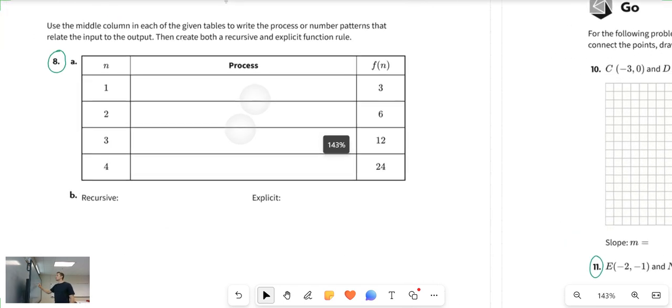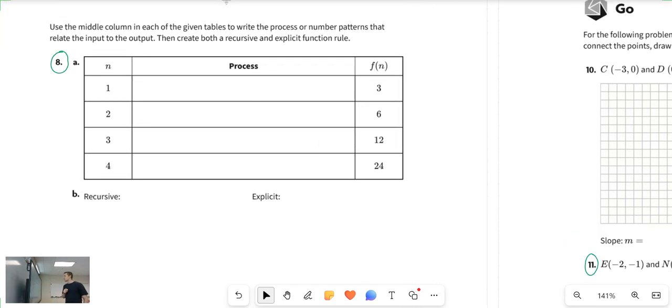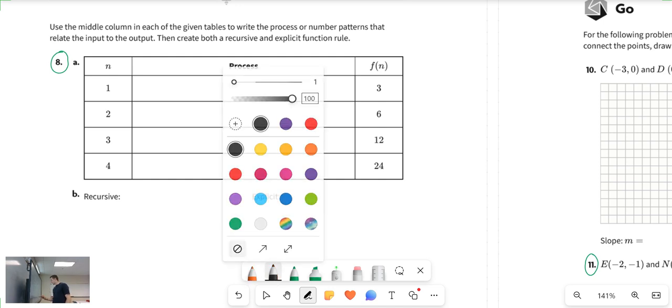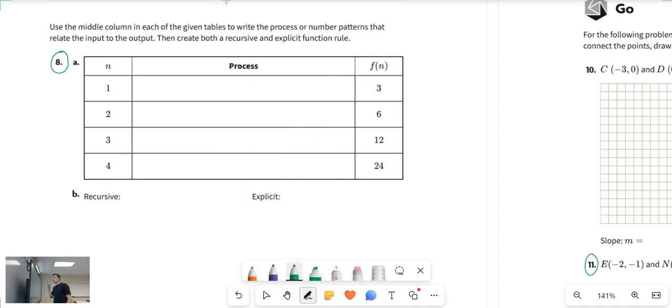8. All right, use the middle column in each of the given tables to write the process or number patterns that relate the input to the output. Then create both a recursive and explicit function rule. All right, so let's start off with, we'll first change this back to purple, but we're not going to use it right now. We're going to use green.